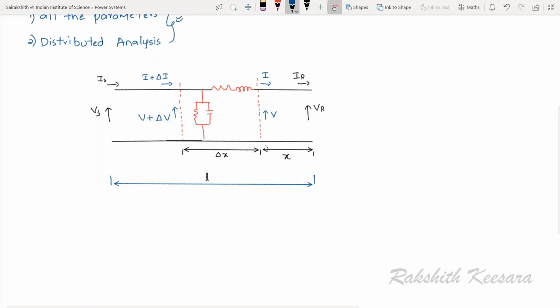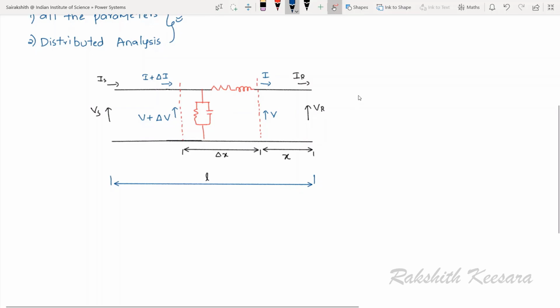Here is the representation we made. This is the receiving end, this is the sending end, and the transmission line is of length L. At a distance x from the receiving end, I am considering a small segment of width delta x. The voltage at the starting of the segment is V plus del V and at the ending of the segment is V. Similarly, the current at the starting of the segment is I plus del I and at the ending of the segment is I.